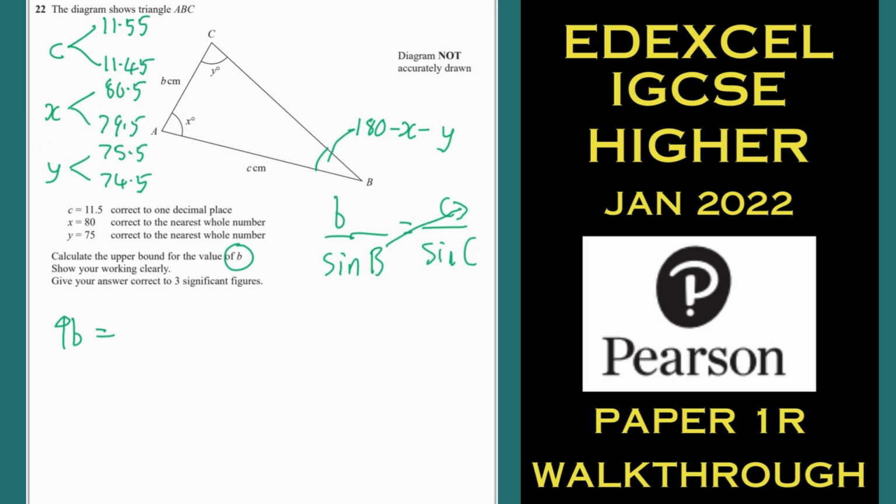To get the biggest value of B, I would need to pick the largest value of C to multiply it by the largest value of sine B, which is this here. How on earth can this be as large as possible? Well, it would be 180 minus the smallest x and y's that you can think of.